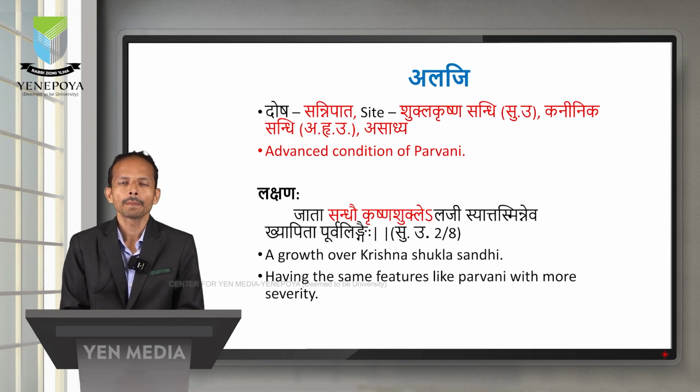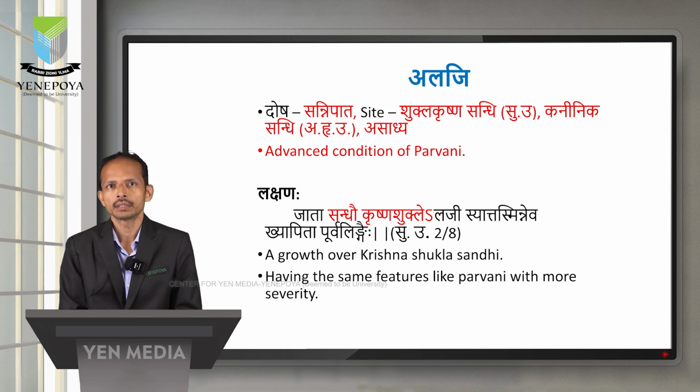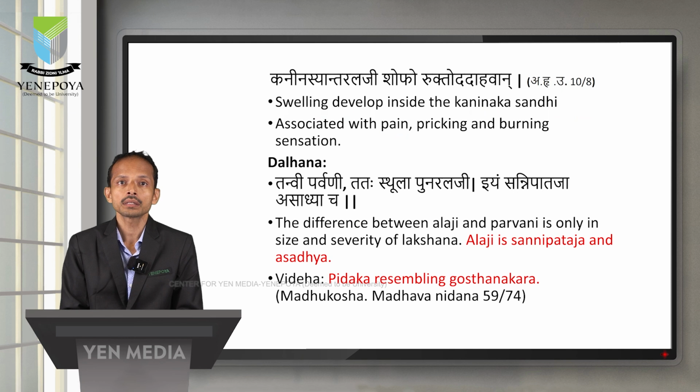The next disease is Alaji. Here the dosha is Sannipataja, and the involved Sandhi is Shukla Krishnagata Sandhi according to Sushruta, and Kaninaka Sandhi according to Ashtanga Hridaya. This is an Asadhya condition, and it is also considered an advanced condition of Parvani as per Sushruta. Jata Sandho Krishna Shukle Alaji Syat Asminneva Kyapite Purvalinge. The growth over the Krishna Shuklagata Sandhi having the same features as Parvani but with more severity is called Alaji. Whereas in Ashtanga Hridaya, Kaninasyantaralaji Shofyo Ruktoda Dahavan. That means swelling developing inside the Kaninaka Sandhi, associated with Ruktoda, pricking pain, and Daha or burning sensation, is called Alaji.